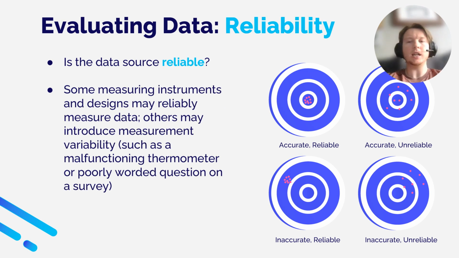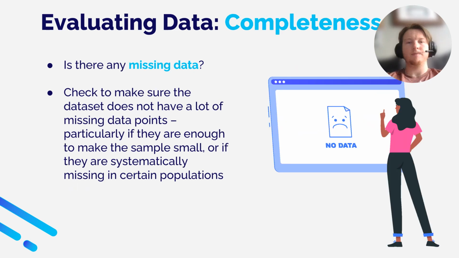For reliability, we know that some measuring instruments and designs may reliably measure data and others may not. So a malfunctioning thermometer, for example, would be like obviously bad reliability. I don't think that's as apparent in the Starbucks dataset, but students might see this more in their own datasets. As far as completeness, we want to see if there's any missing data. So we want to check to see if the dataset has a lot of missing data points or if it all seems to be there.